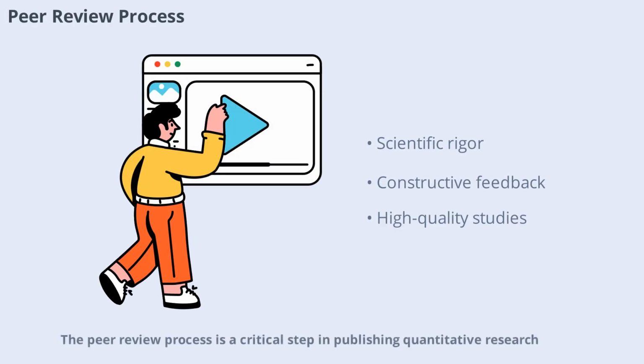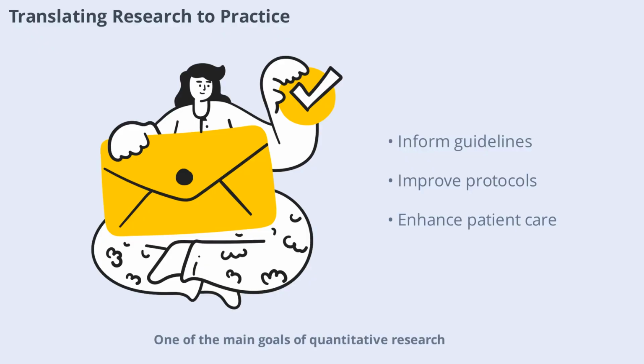The peer review process is a critical step in publishing quantitative research. Independent experts evaluate the study's methodology, data analysis, and conclusions to ensure scientific rigor. Constructive feedback from peer reviewers helps improve the quality of research and ensures that only high-quality studies are published in reputable journals.